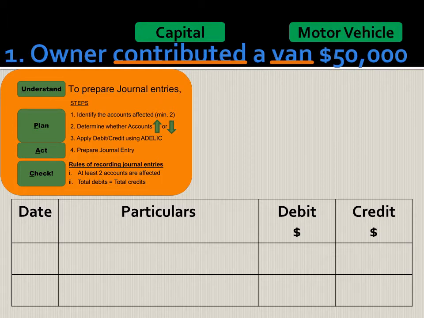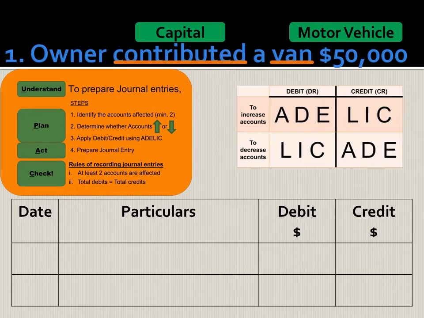Step 2, we determine whether the accounts increase or decrease. When the owner contributes an item to the business, the capital account increases. To translate the increase in the capital account to our accounting language, we would make use of the ADE LIC table. An increase in the capital account means that we need to credit the account.